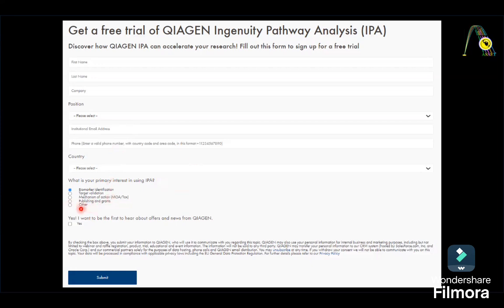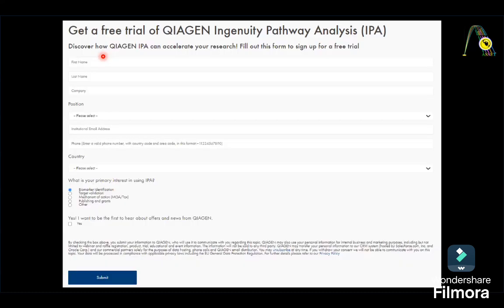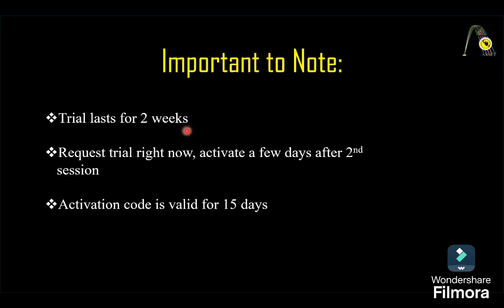You can put other, or you could put mechanism of action. It shouldn't matter too much, right? But you can put other or any other category here for your primary interest for using IPA, and then you just submit. And just one thing that I want to note is that do not activate the trial right now. You should be receiving a trial link within a couple of days. Do in fact apply for the trial right now. Submit your trial request, but don't activate it yet.